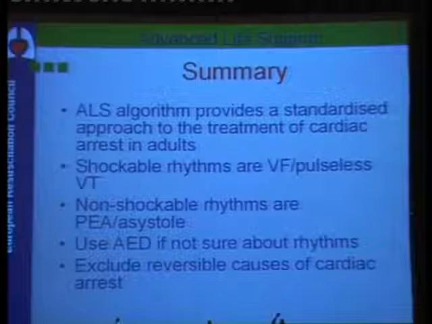If you have forgotten all of this and you are a non-professional, then you consider using the automated external defibrillator. Please remember the reversible causes. Thank you very much.